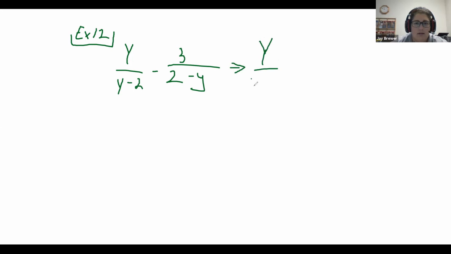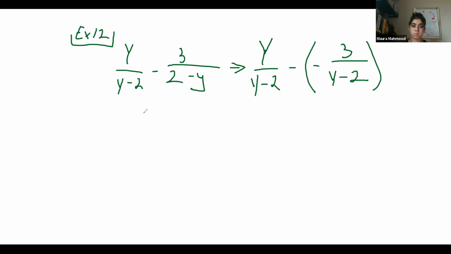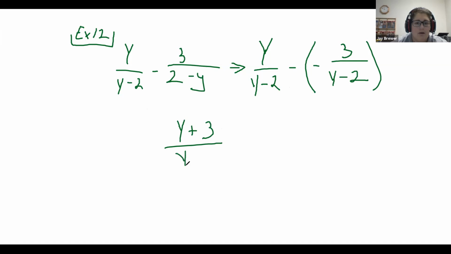So we're going to have y over y minus 2. And then remember when we pulled out a negative before? We can pull out a negative again. So then what do you notice about your denominators? Are they the same or different? They're the same now, right? Okay. So instead of a minus between them, we're actually going to have a plus, and we're just going to bring everything together. So y plus 3 over y minus 2. And that's it.